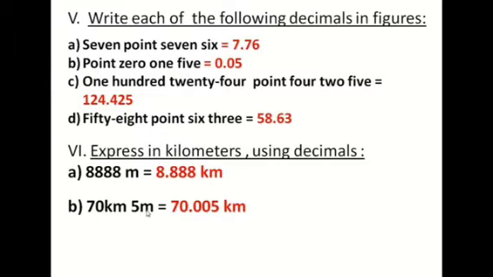Here it is 70 kilometer, 50 meter. So 70 will be as it is, 5 by 1000 kilometer. So 70.005 kilometer.